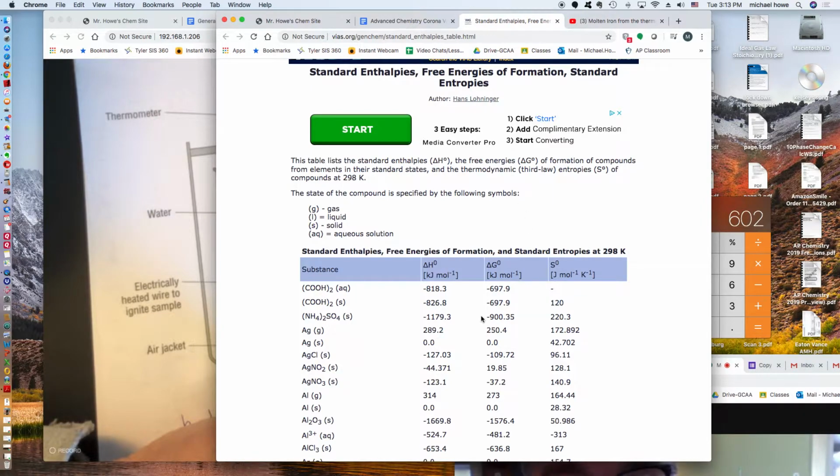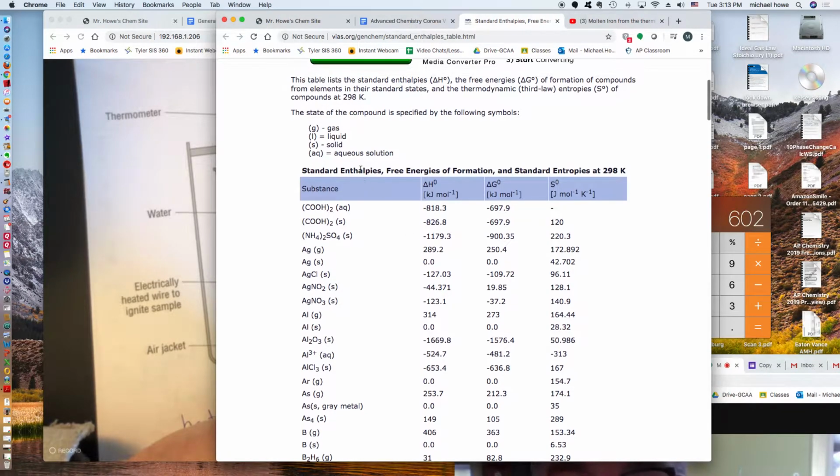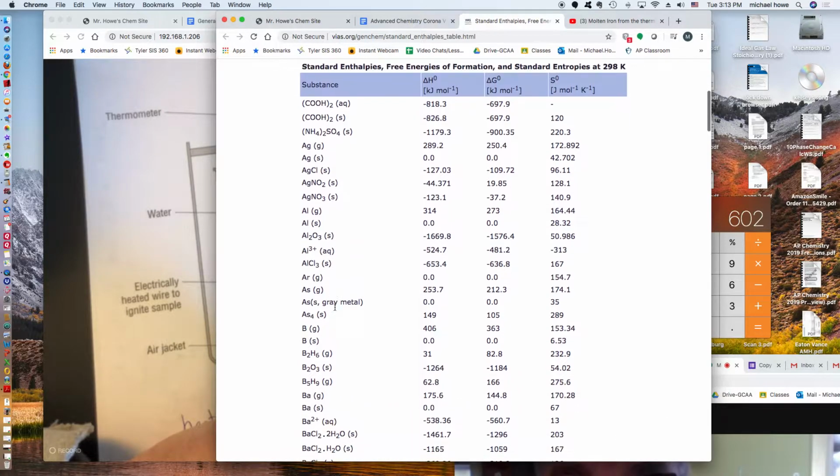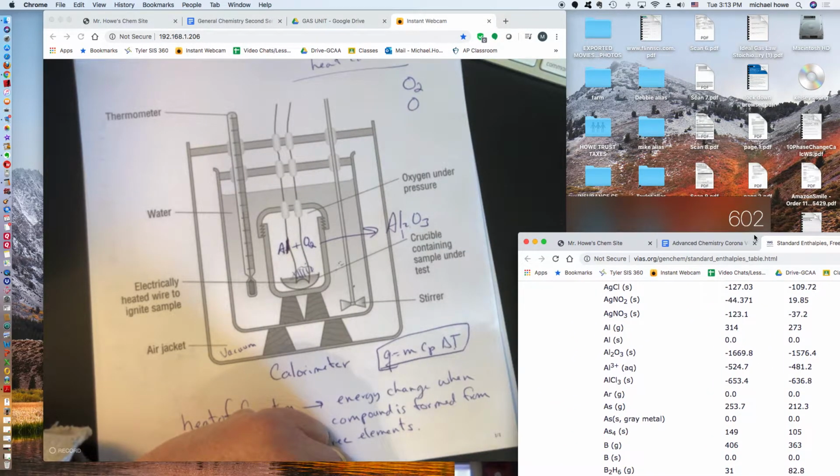These are called heats or free energies, enthalpies of formation. So enthalpy means heat content, and these are chemical compounds or free elements. These numbers over here are the energy changes that are associated with the formation of these compounds from free elements. So let me show you what we mean.